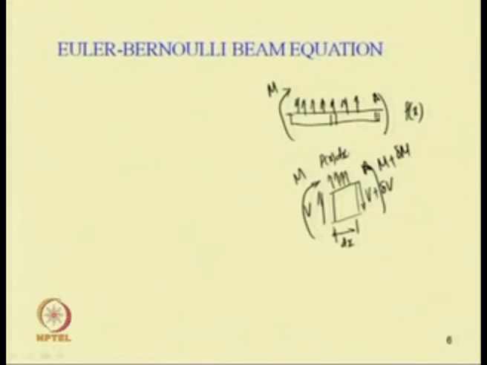So in this case, we can do the force balance, then we can have this relation. By doing this force balance we can write V plus dV minus V will be equal to Px dx. So one can write dV by dx equal to Px, that is, the change of shear force with length equal to the loading per unit length.